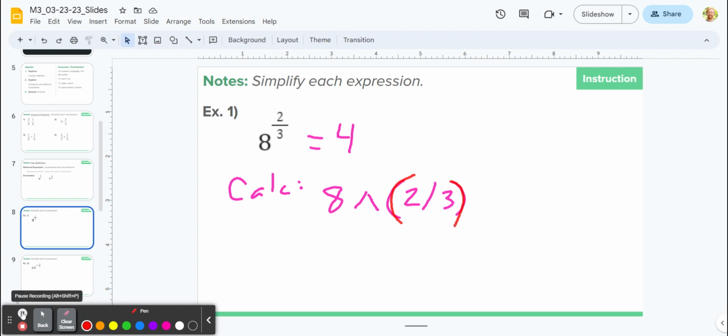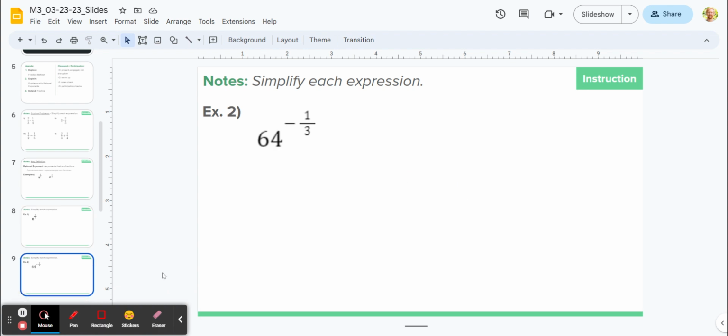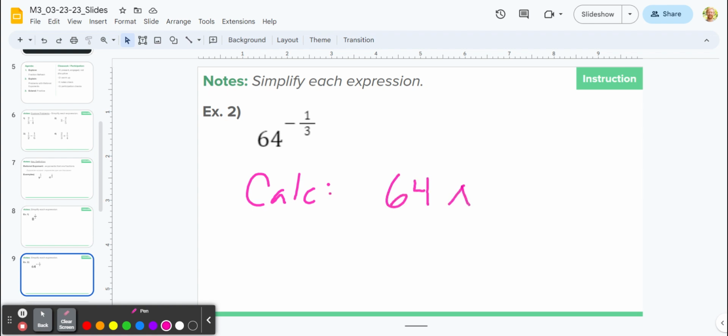We're going to go calc. We're going to go 64 caret parentheses negative 1 divided by 3 parentheses. And if I do that, we will get 0.25 as our answer. If we wanted to write that as a fraction, we can as well. That would be 1 over 4.